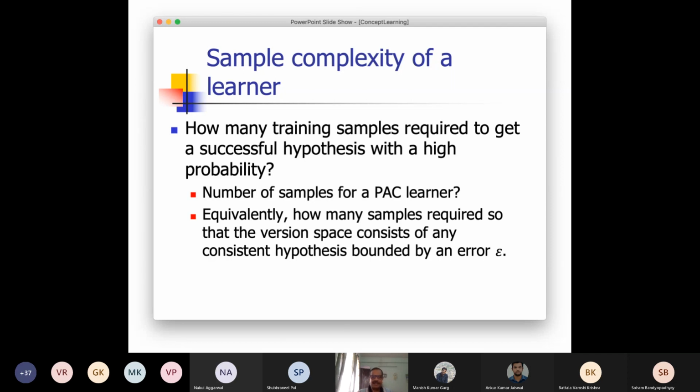Or it is the same thing: how many samples are required so that the version space consists of only consistent hypotheses bounded by an error epsilon. Actually, all hypotheses in a version space have to be like this. For a target concept C having such a property, that version space is called an epsilon-exhausted version space.